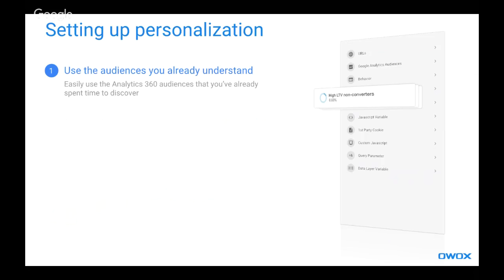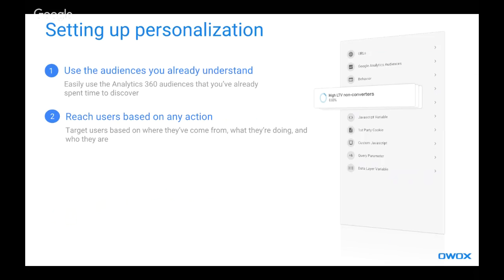And now let's move to personalization. If you want to set up personalization, what you have to do is first use audiences you already created in Google Analytics. And you can activate them based on any action or basically any event. So that's what you will use for personalization. And to analyze it, you will again use the metrics from GA.